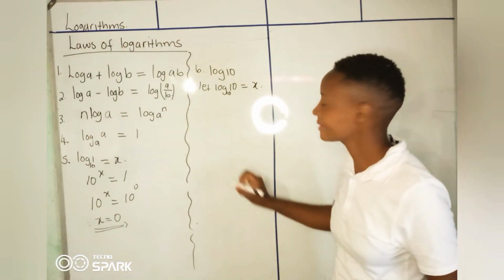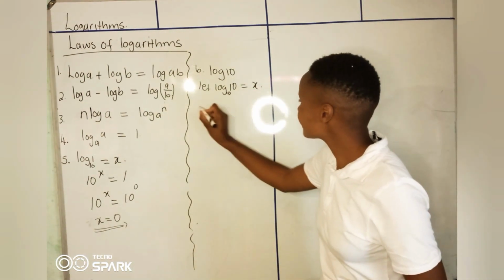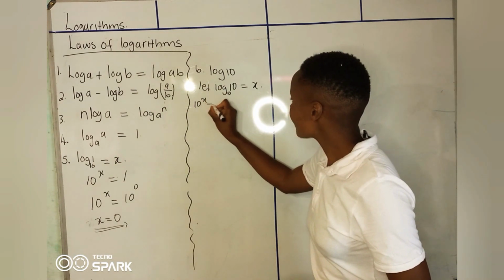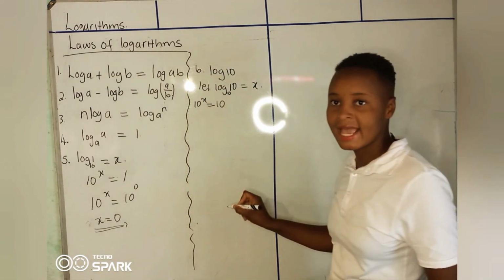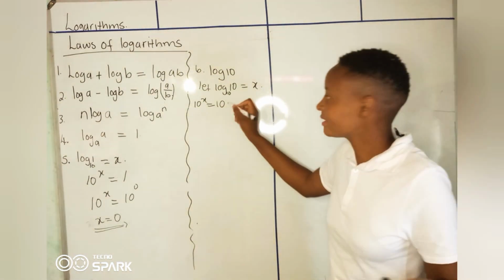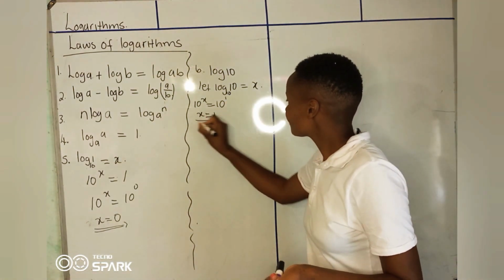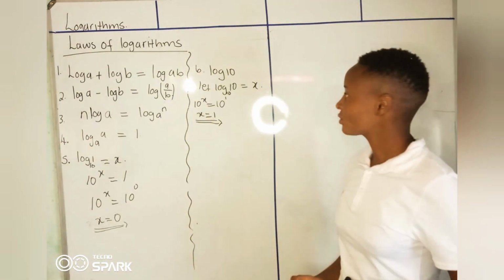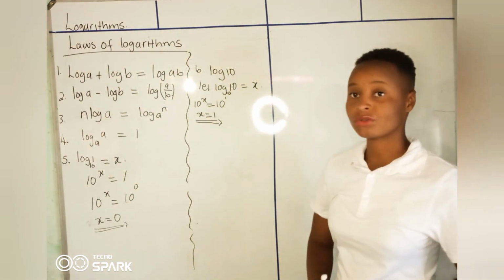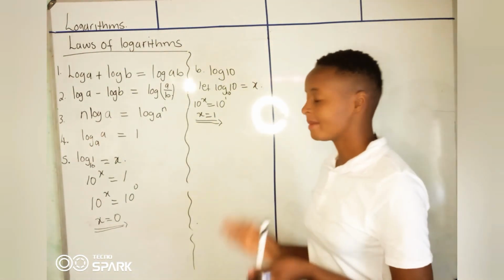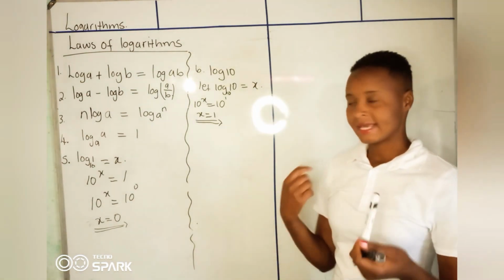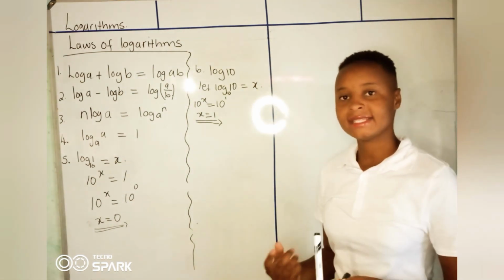Now let's solve for x. We'll say 10 to the power x is equal to 10, like that. And 10 is the same as 10 to the power 1. So our value for x would be equal to 1. Okay. So logarithm of 10 is equal to 1. So make sure you remember this. Logarithm of 1, it's 0. Logarithm of 10, it's 1.